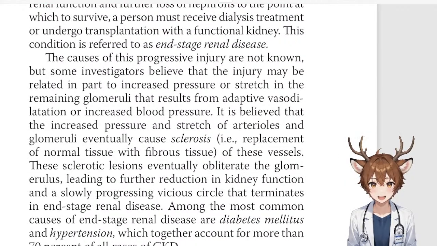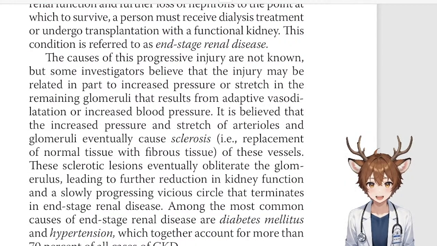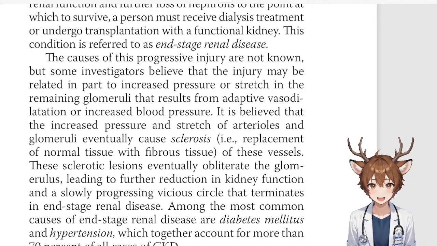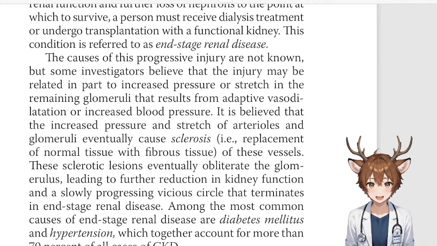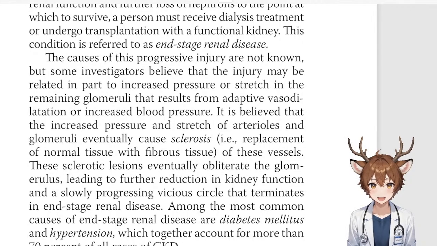The causes of this progressive injury are not known, but some investigators believe that injury may be related in part to increased pressure or stretch in the remaining glomeruli that result from adaptive vasodilation or increased blood pressure.